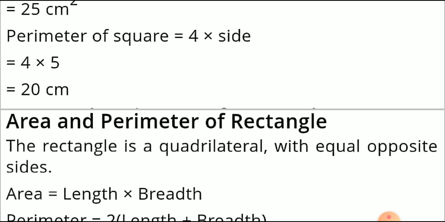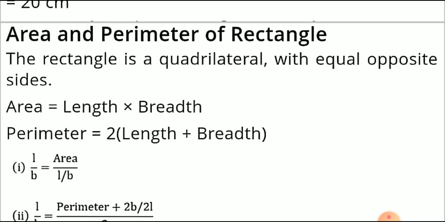Now area and perimeter of a rectangle. A rectangle is a quadrilateral with equal opposite sides. Area equals length into breadth. Perimeter equals 2 multiplied by length plus breadth. These two formulas you have to learn by heart. Area is equal to length multiplied by breadth and perimeter equals 2 multiplied by length plus breadth.